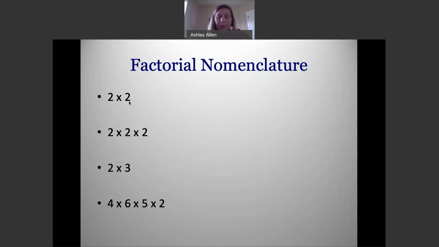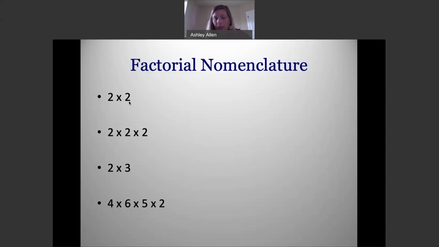How many main effects can you have? Also 3. Remember, it's going to be the same as however many independent variables you have. How many total conditions do you have? That would be 8. 2 times 2 is 4, times 2 is 8.